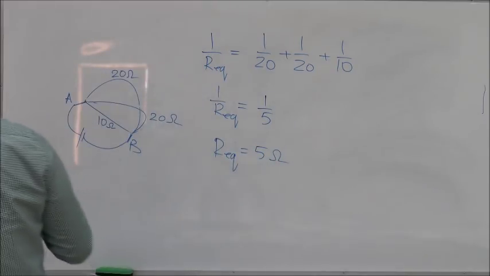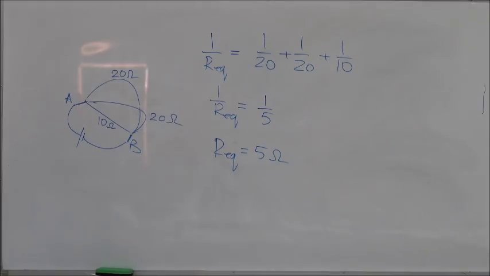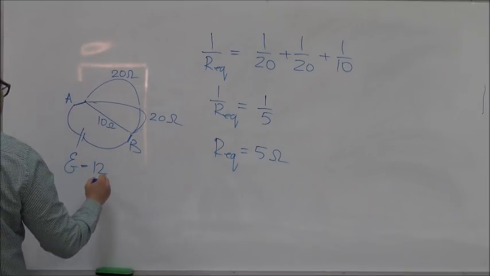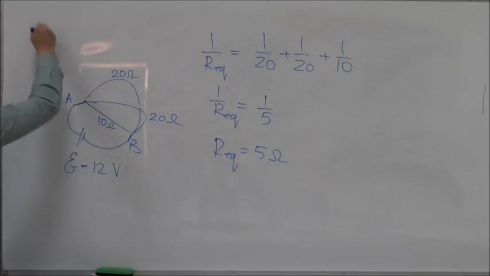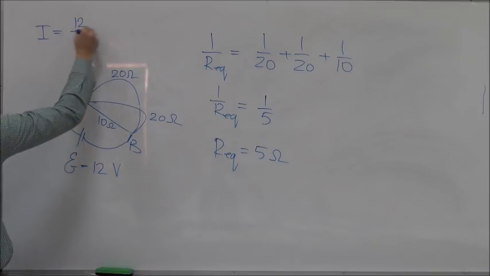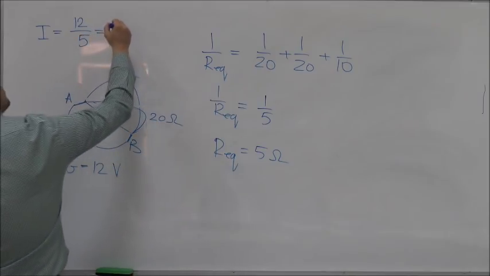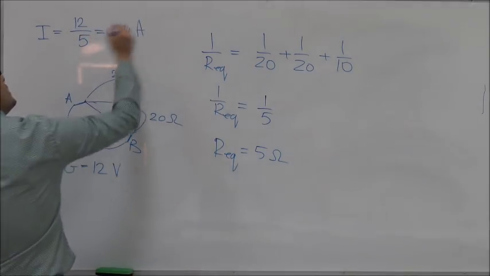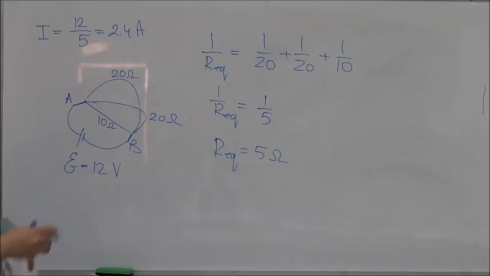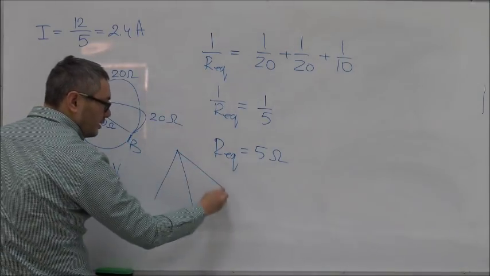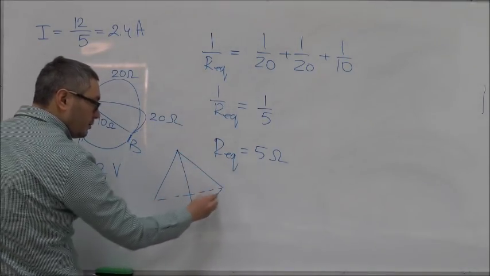So we know the equivalent resistance, and we can now calculate the current in the EMF. So the EMF is 12 volts. So the current in the EMF would be 12 over the equivalent resistance, which is 5, and that gives you 2.4 amperes.